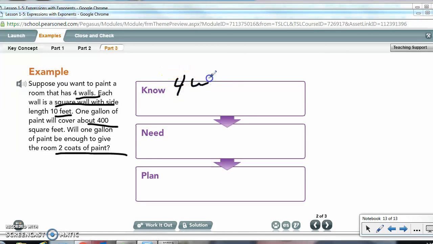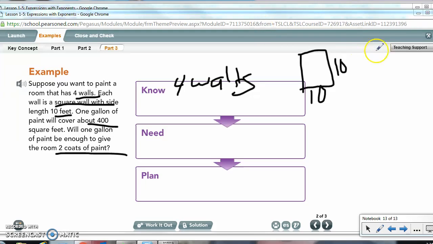Okay, so go and write 4 walls. Each wall is a square wall with one side length of 10. So I'm going to draw this out. If I have 10 here, that means I'll have 10 here and 10 all the way around because a square has equal sides. So if this is 10 feet, all my sides will be 10 feet.